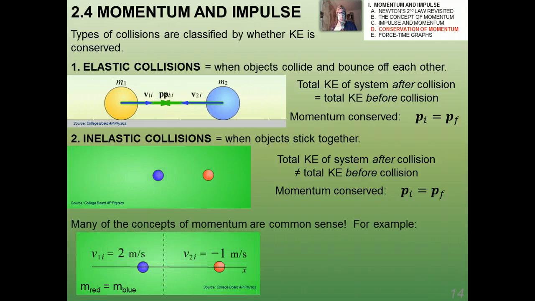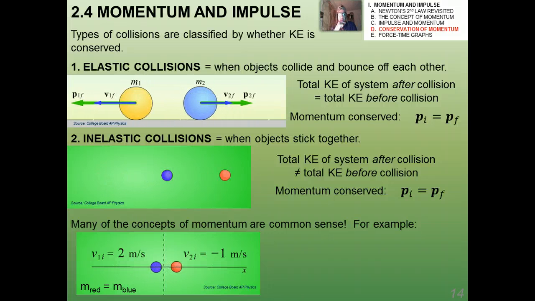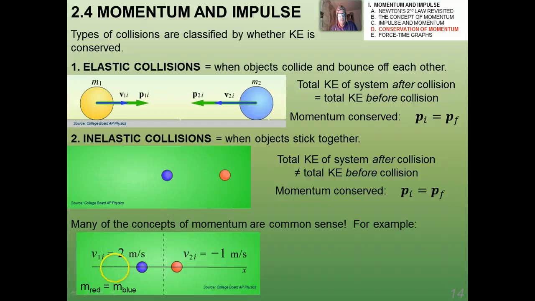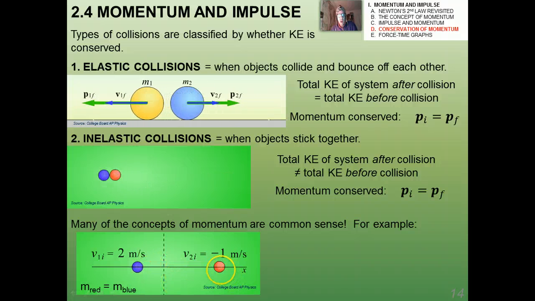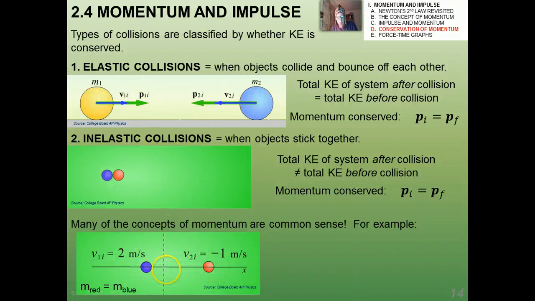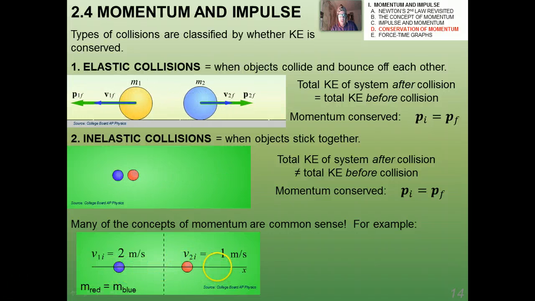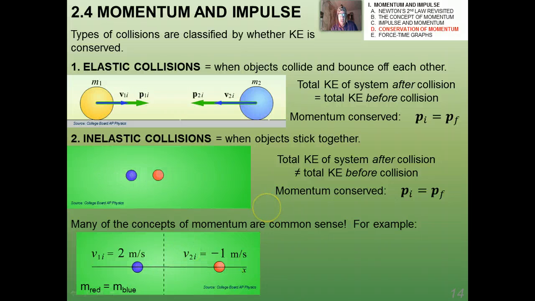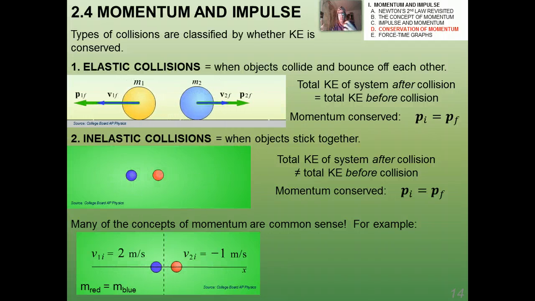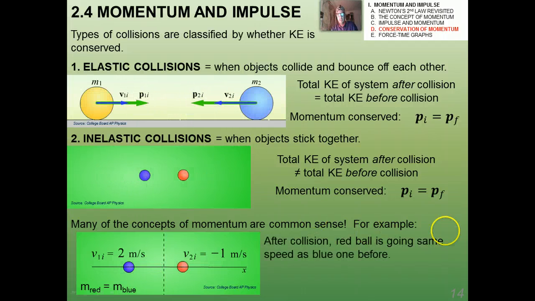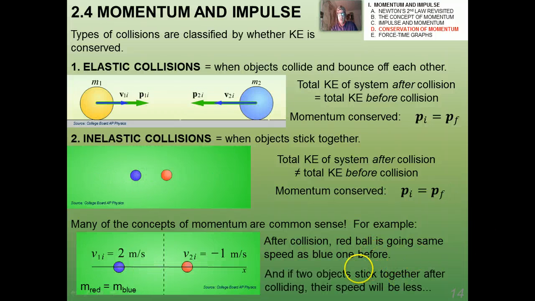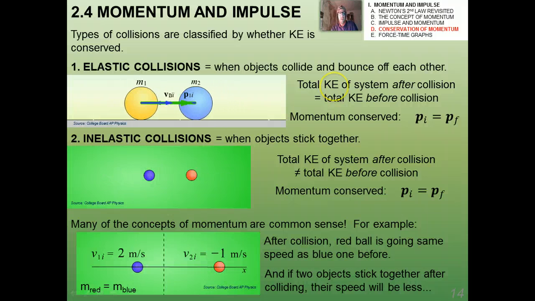Now, many of the concepts of momentum that we study are actually common sense. So, for example, if you have two balls of the same mass, this one's going faster, this one's going slower, when they collide, basically the red ball sort of acquires some of the energy of the purple ball. And it ends up that the speed of the purple ball is less than what it was before, and the speed of the red ball is greater than it was before. So to me, that's common sense just by being alive and playing with objects as a kid and seeing how things bounce off one another with different masses and different speeds. And if two objects stick together, you would expect that their speed would be less, and we're in fact going to find that out analytically.